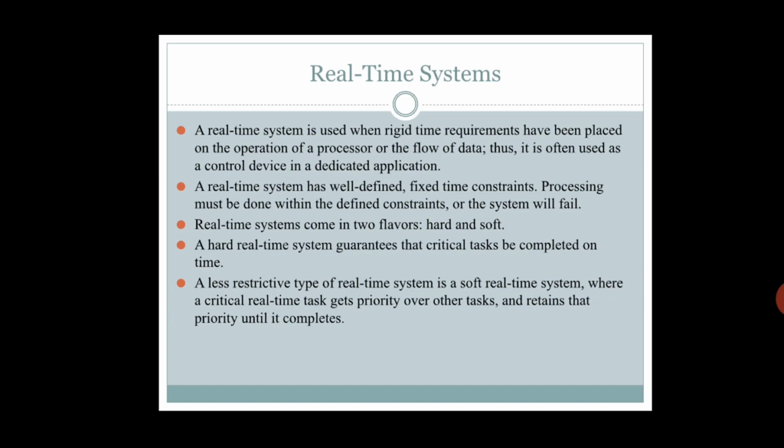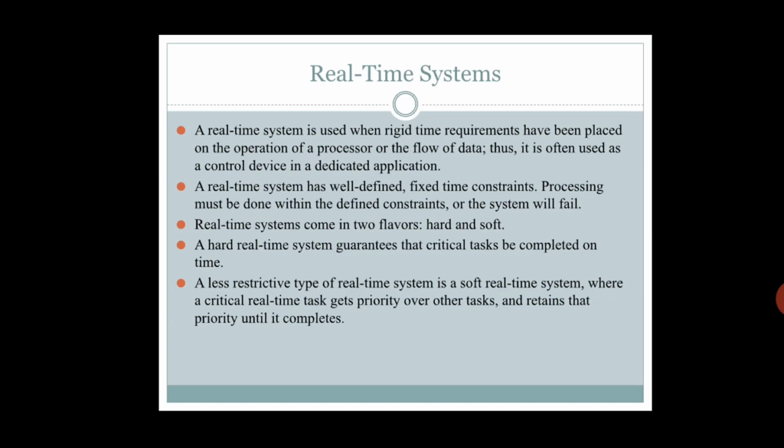Okay, real-time systems come in two flavors. One is the hard real-time system, and the other one is the soft real-time system. A hard real-time system guarantees that critical tasks are completed on time. So if there is any important or critical task which has to be completed within a time constraint, such a system is called a hard real-time system. Okay, next point: a less restrictive type of real-time system is a soft real-time system, where a critical real-time task gets priority over the other tasks and retains that priority until it completes.